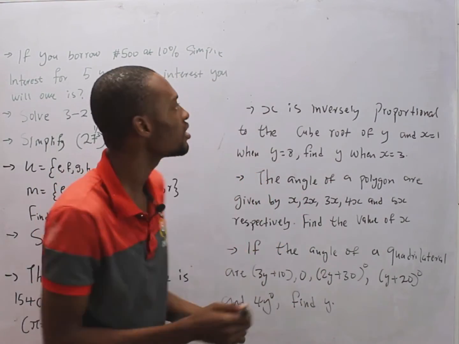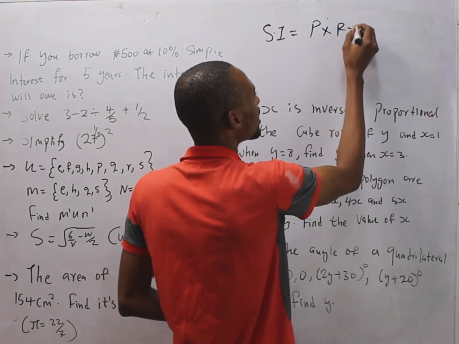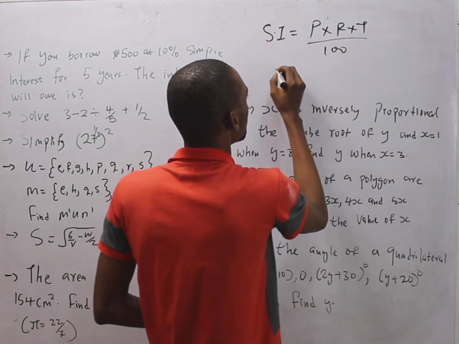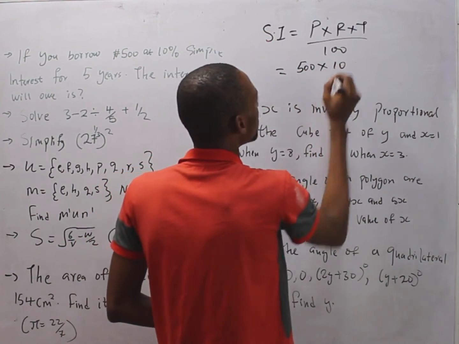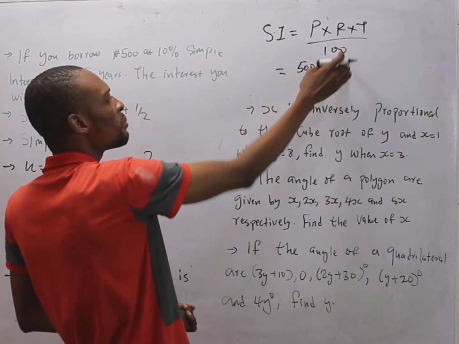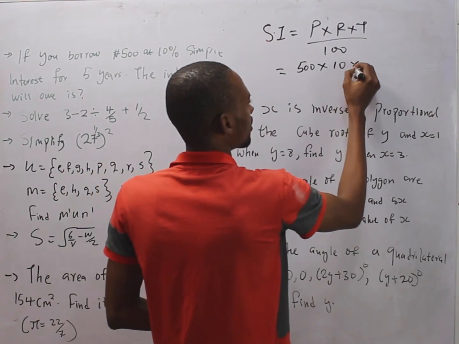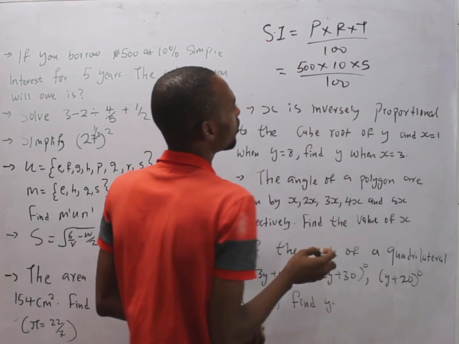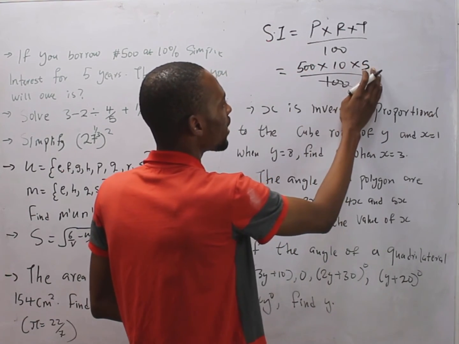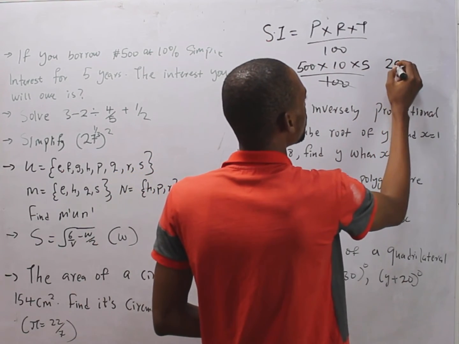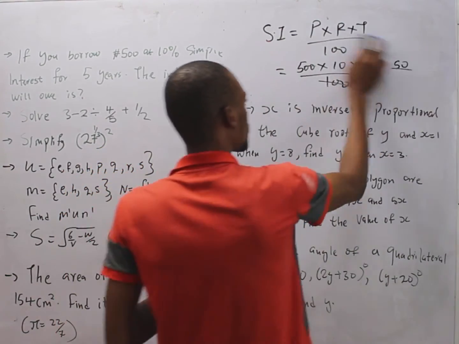And simple interest, SI, equals principal times rate times time all over 100. That is principal 500 times rate, which is 10. Don't add the percent because we're already dividing by 100 to cover up for the percentage. Time is 5 years, times 5, all over 100. So these two zeros simply cancel these two. We have 5 times 5, 25, times 10. That should be 250. That is the simple interest.